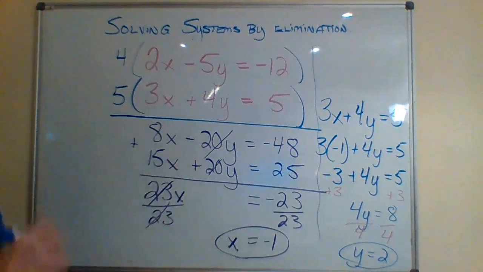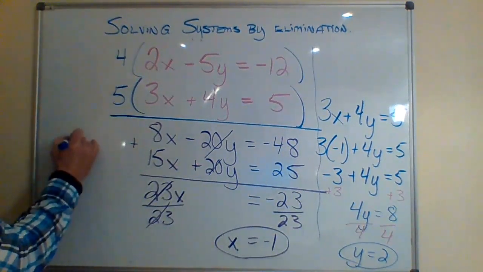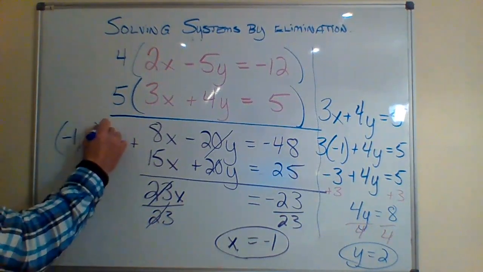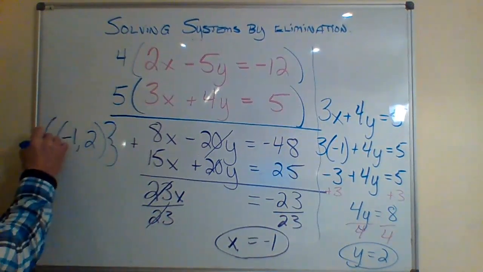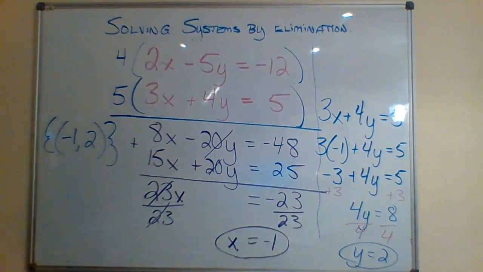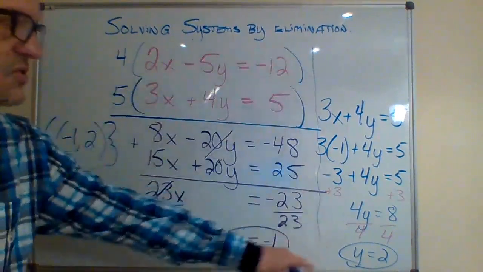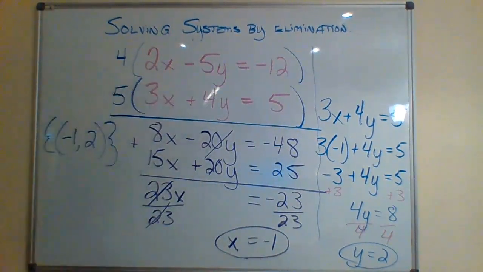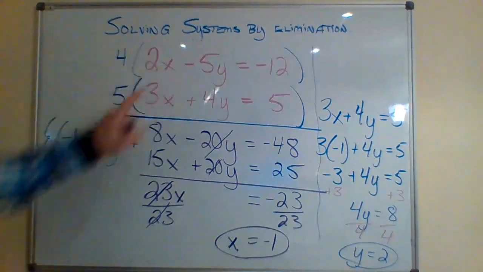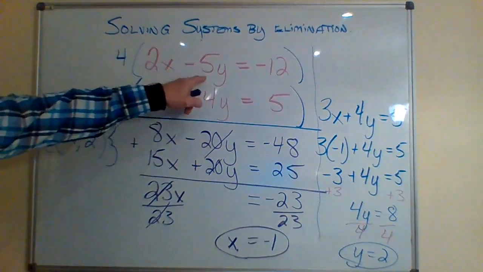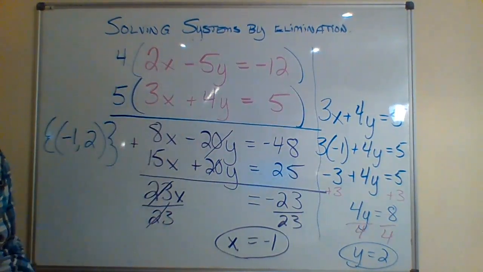So now that should be my point of intersection, -1, 2. That's the solution to the system. Give it some set brackets. If you want to check, take the -1 and the 2, put it into the equation you did not use to solve here, and make sure it works. You would wind up with a -2 here when you put a -1 in there. You'd wind up with a -10 there. -2 and -10 would give you the -12, so it does work.